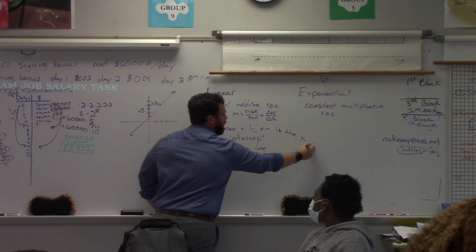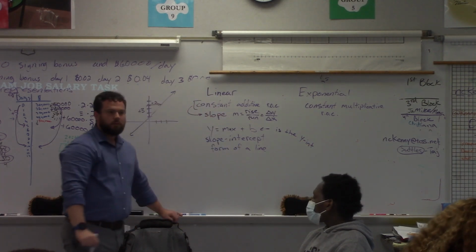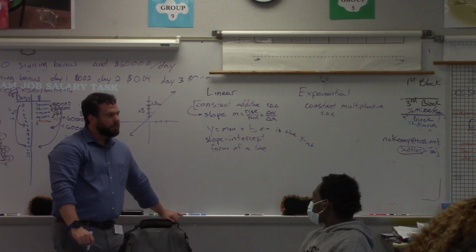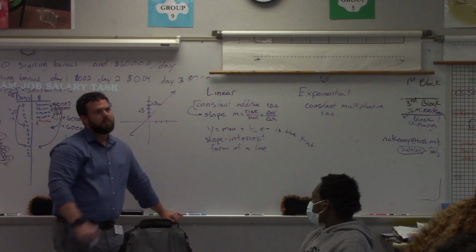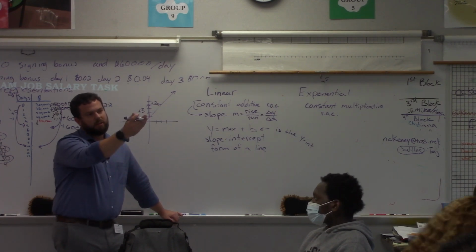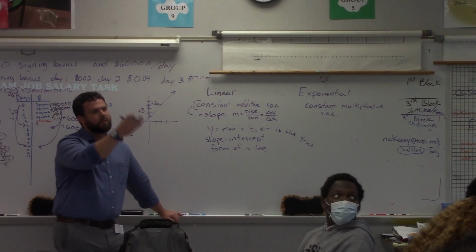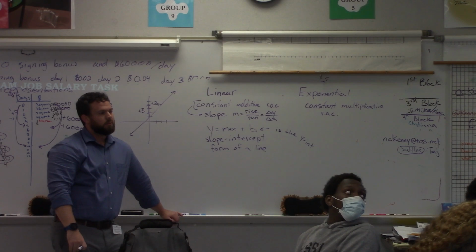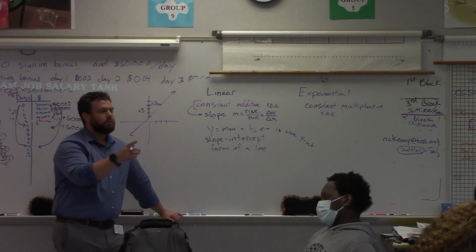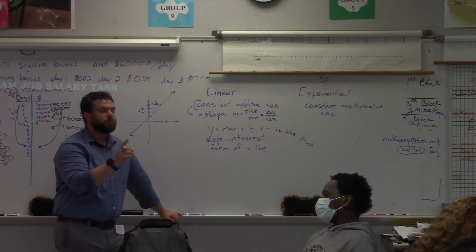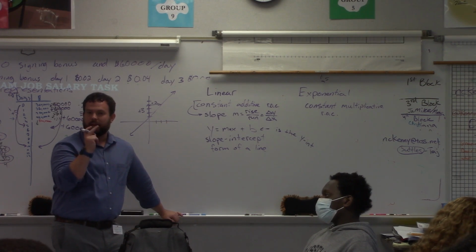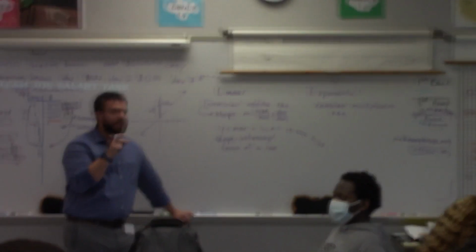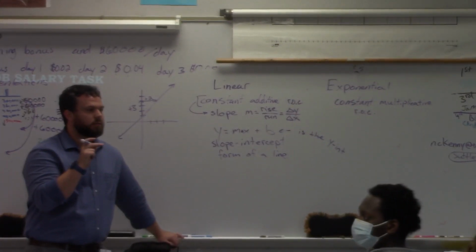Anyone know how we identify the y-intercept? By looking at the graph? But what if I have a table? I didn't see a y-intercept in that table, but why was 300,000 the y-intercept? Because that was zero. Guys, do not forget this. It's going to matter time and time again. A y-intercept is when the input is zero.